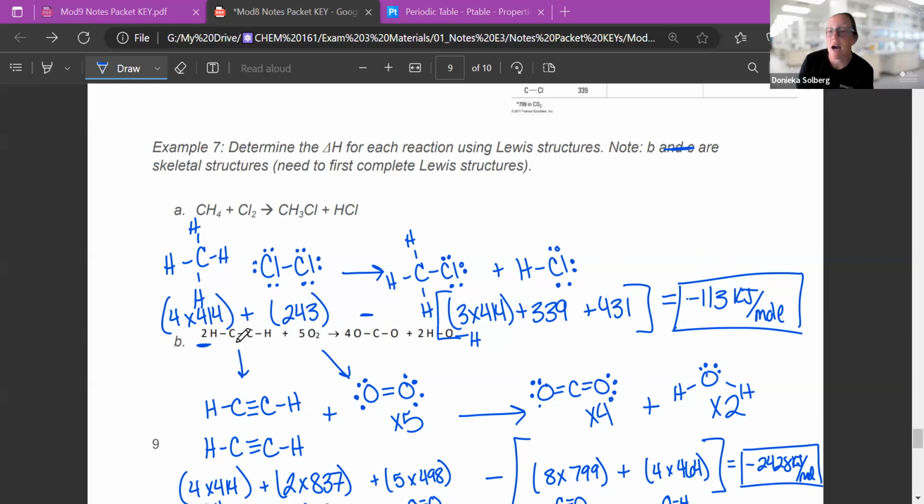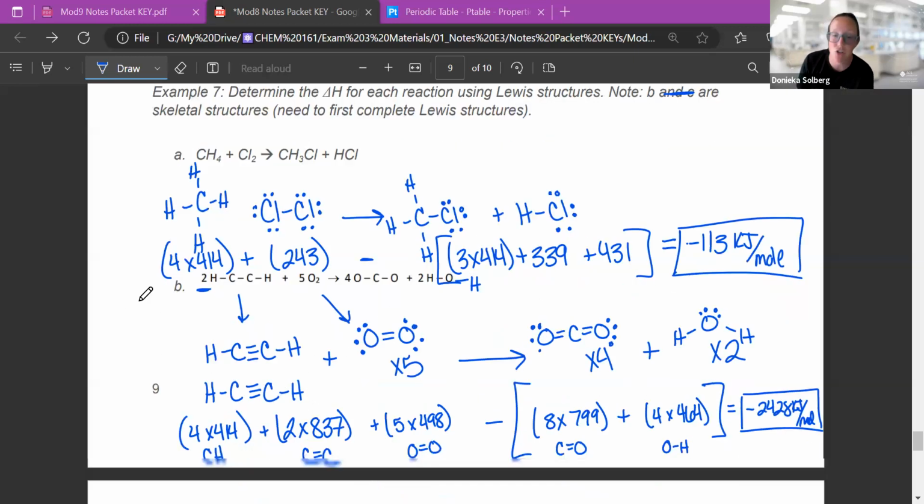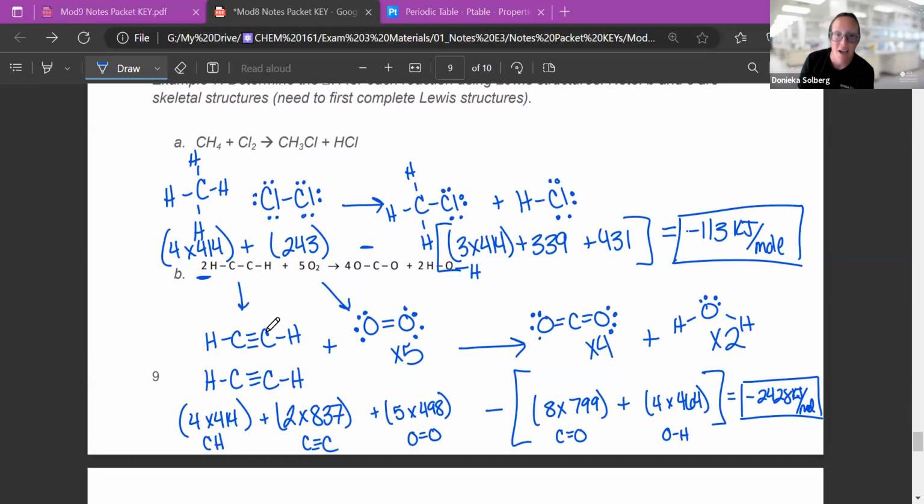So in part B, I drew out the entire structure. If I have HCCH, I actually needed a triple bond here to follow all of my rules for Lewis dot structures. If you wanted to start over from the very beginning and do C2H2 and figure it out, you can, but this is the Lewis dot structure.